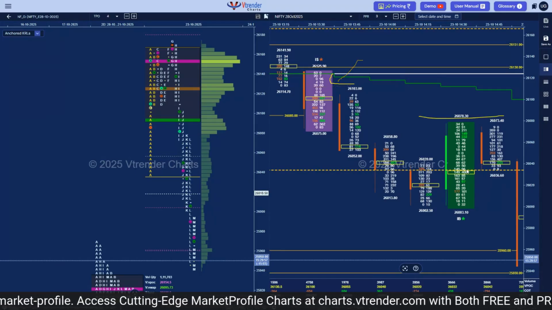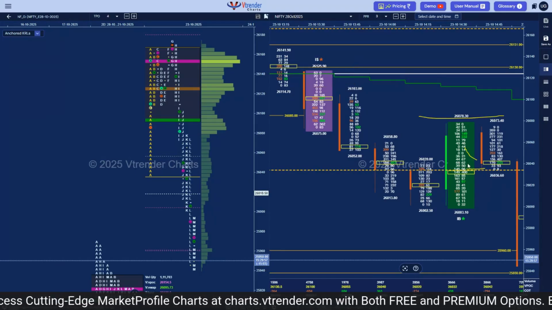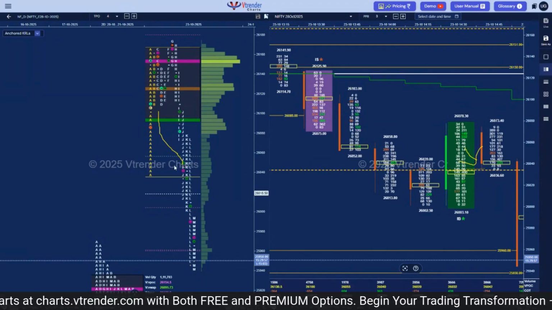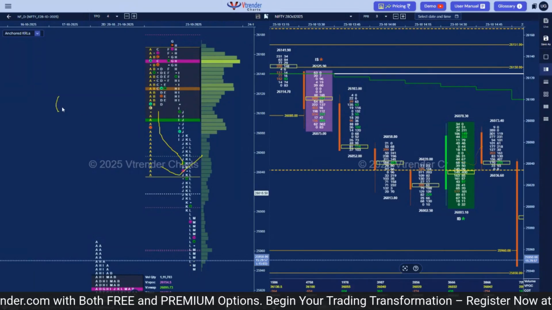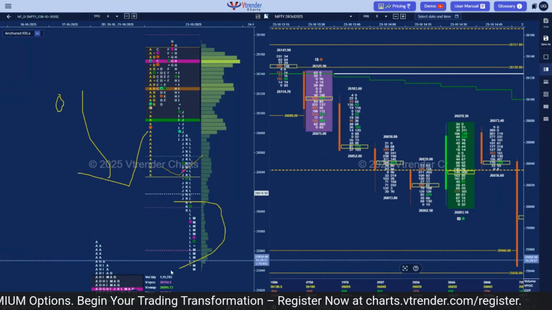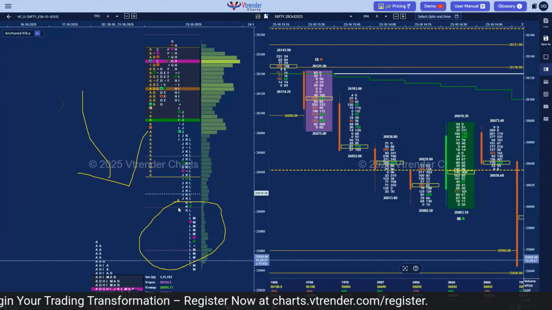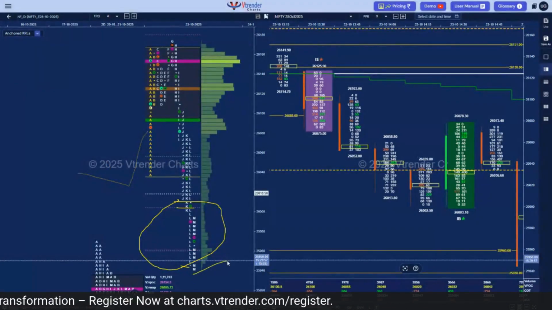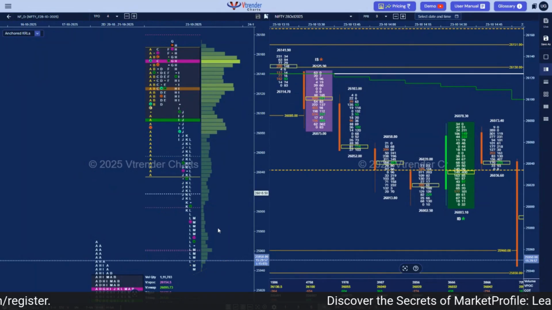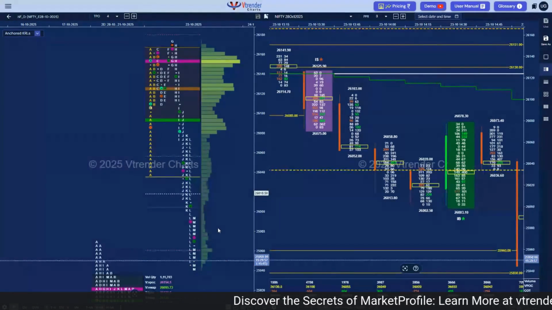Once we got back below this IBH again, it was very clear that this day structure is going to be a neutral extreme profile, and neutral extreme will close at the lows, and that is what happened. We've made new lows in the K, L, and then into the M also. So this is what the market profile structure gives us as an understanding of what kind of trade was expected.